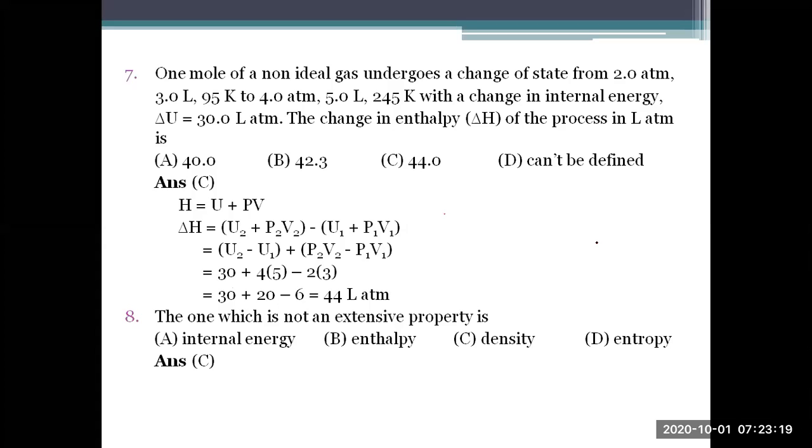Density, viscosity, surface tension, molar heat capacity. So though it is energy, whenever energy is defined per unit quantity, molar heat capacity, specific heat capacity, they all become intensive properties. Simply heat capacity becomes extensive.